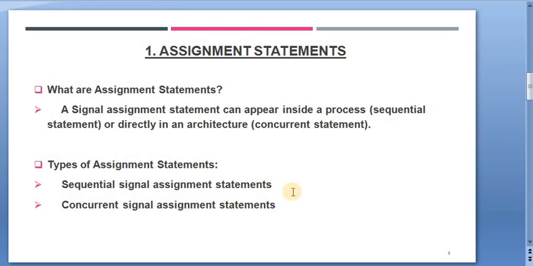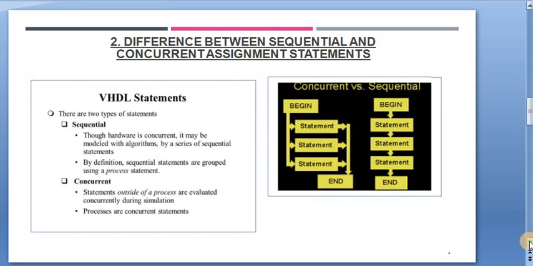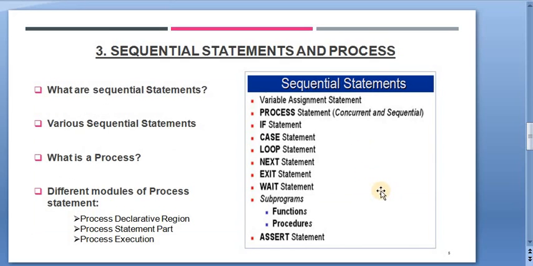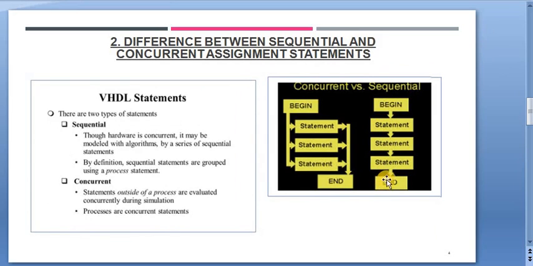Now let's discuss their difference. There are two major differences between these two types of statements. As you see on the next slide, the sequential signal assignment statements are those statements which are executed in a series of sequence, that is one by one. This means the sequential signal assignment statements are grouped using the process statements.